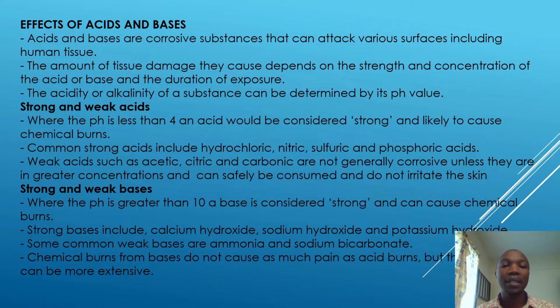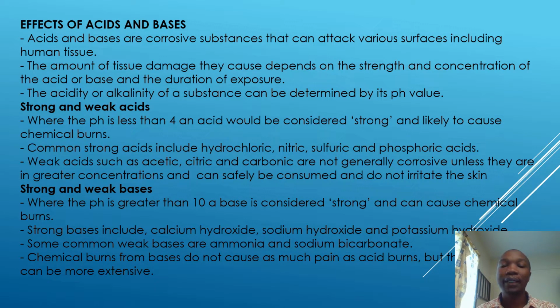Strong and weak bases. A strong base has a pH which is greater than 10 and can cause chemical burns. Strong bases include calcium hydroxide, sodium hydroxide, and potassium hydroxide. Some of the common weak bases are ammonia and sodium bicarbonate.